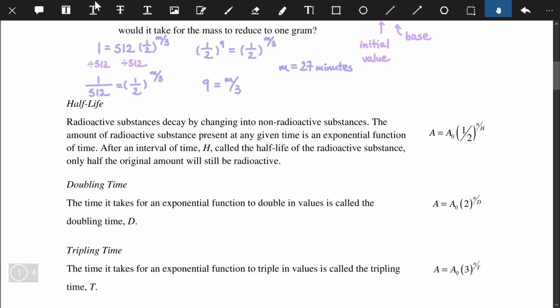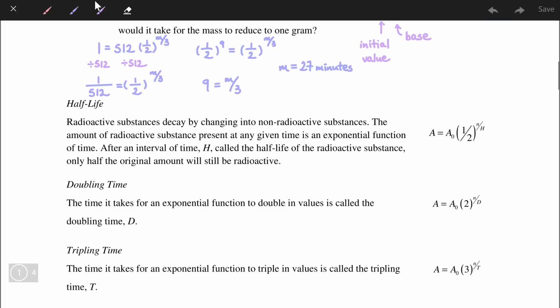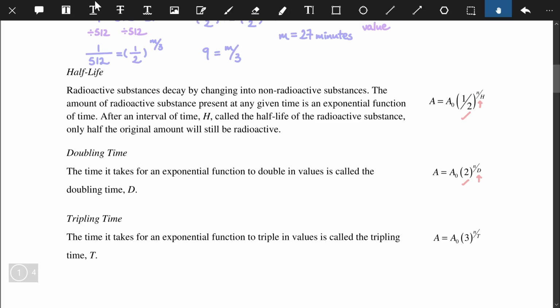So in these 3 questions, we have examined half-life, where the base is 1/2, generally about radioactive substances decaying. We have the doubling time, the time it takes for an exponential function to double in value. So that's doubling time. The base is 2, and the time is the d here. The half-life is the h. And finally, tripling time, very similar to doubling time, except the base is, of course, 3 instead of 2.